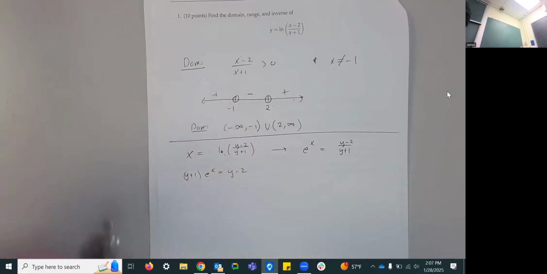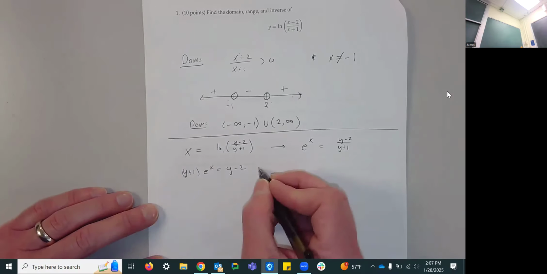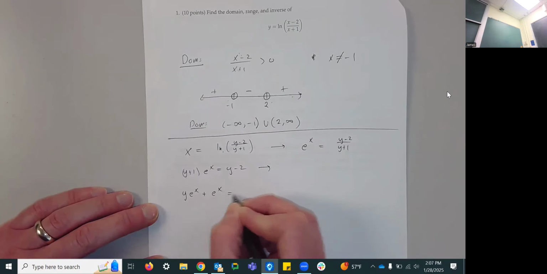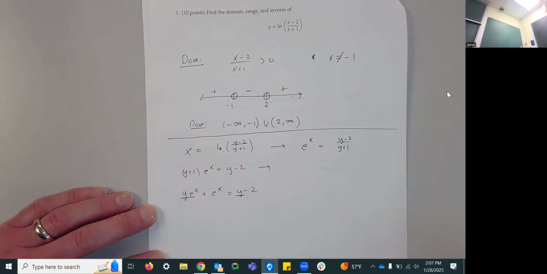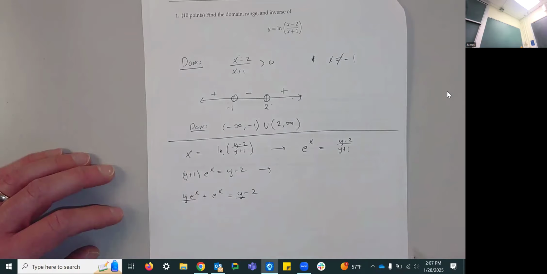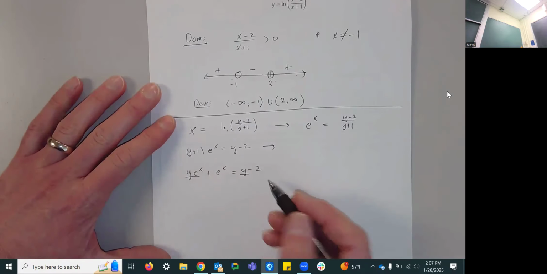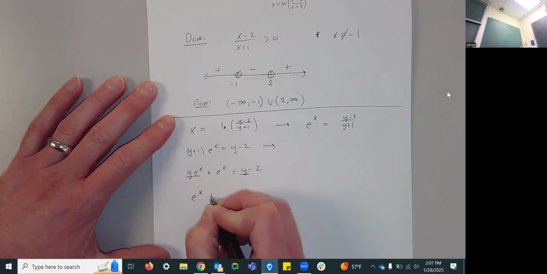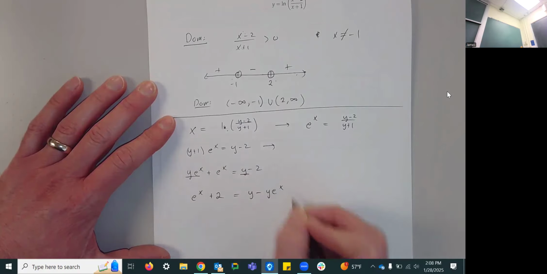Which means we need all the y terms on one side, which means we have to distribute the e to the x before we can do that. So we have y times e to the x plus 1 times e to the x equal to y minus 2. And we want this y and this y on the same side. It doesn't matter which side you pick, but if you pick different sides, you might have answers that look slightly different from each other. Totally fine. I'm going to pick the right side for the y's so that more things are positive. So I have e to the x plus 2 on the left equal to y minus y times e to the x on the right.